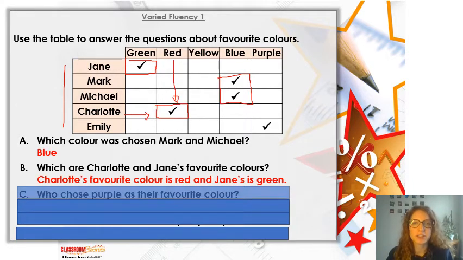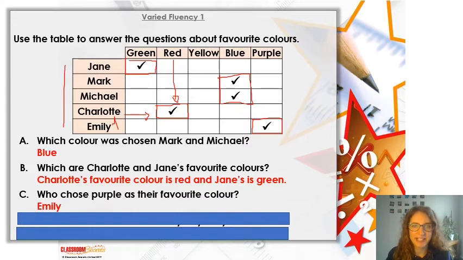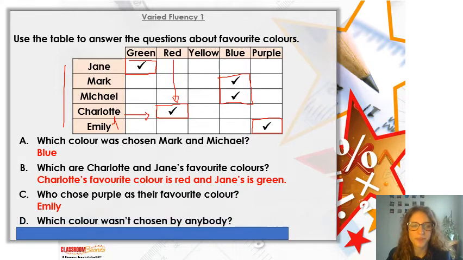Let's look at the third question. Who chose purple as their favourite colour? Okay, so go over to the purple column, go down, find our tick. Okay, so it's here, and you go along and see whose name is at this end. And that is Emily. Right, one more question.